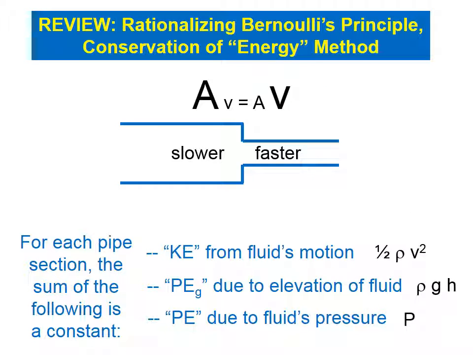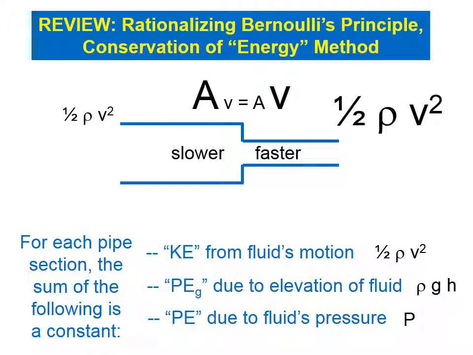Then, for each section of the pipe, there are three aspects of energy that we have to deal with: a kinetic energy portion, a potential energy due to gravity portion, and a potential energy due to fluid pressure portion. And the sum of these three must be the same for this left section of the pipe as for the right section of the pipe.